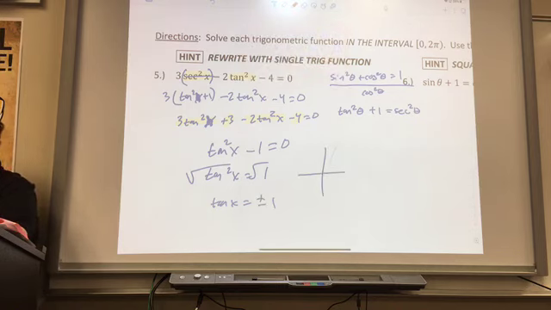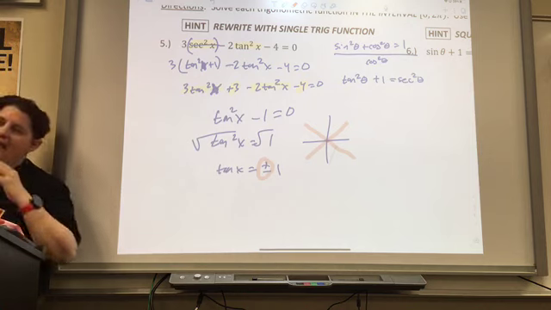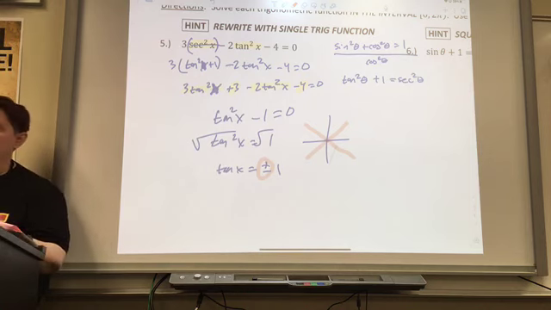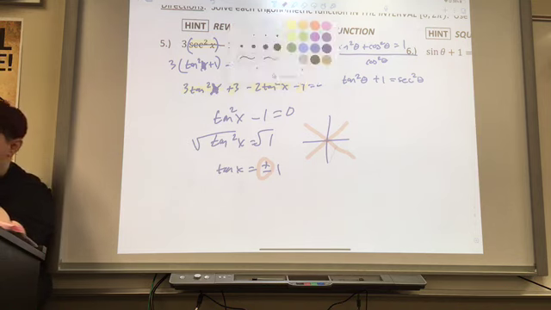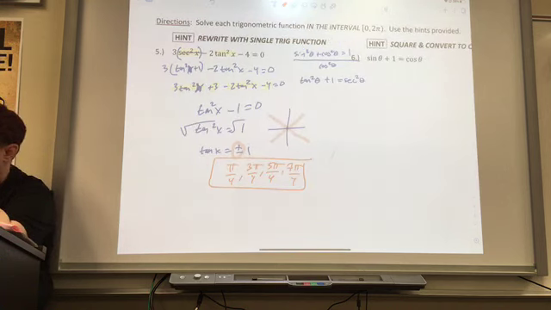In what quadrants does tangent equal either a positive or a negative? All of them, right? Because it's positive in 1 and 3, and it's negative in 2 and 4, and it's a plus or minus. And at what angle does tangent equal 1? Very good. So the answer would be pi over 4, 3 pi over 4, 5 pi over 4, 7 pi over 4. Or we could just say plus or minus pi over 4, plus or minus 3 pi over 4, on the interval 0 to 2 pi.